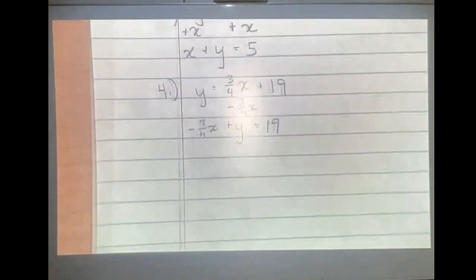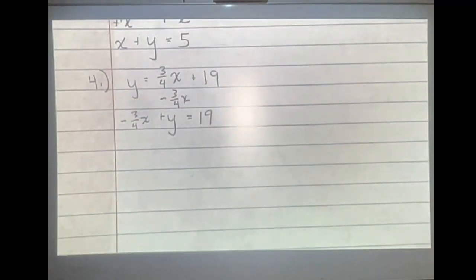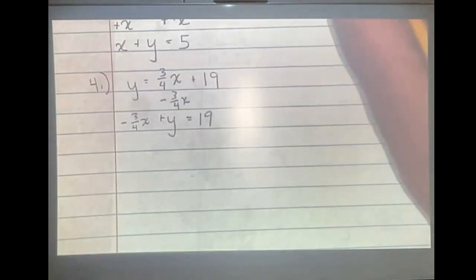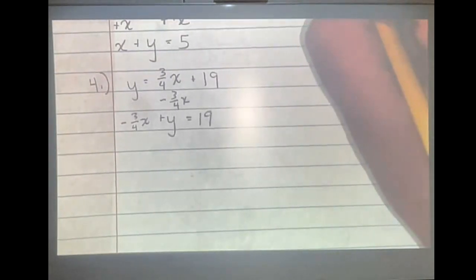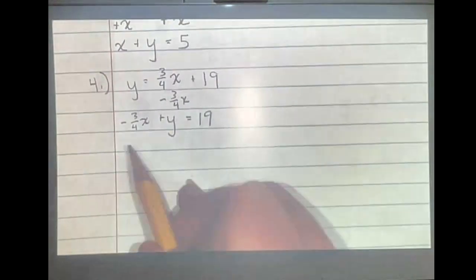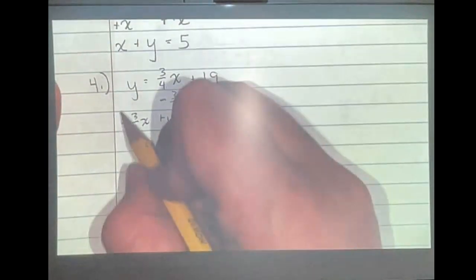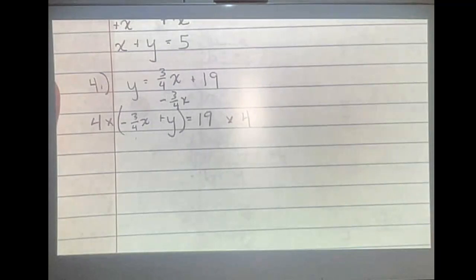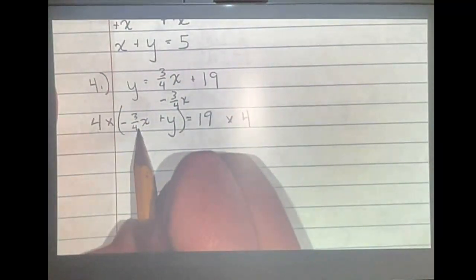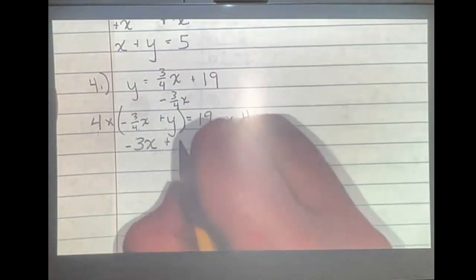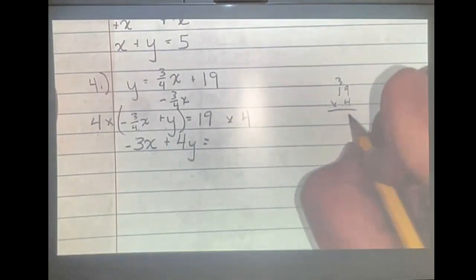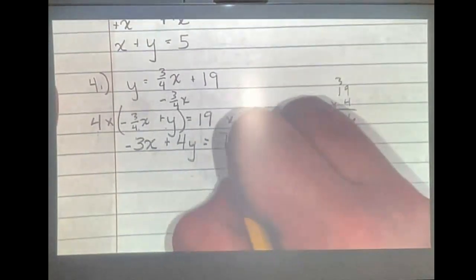In standard form, we are not allowed to have fractions, so I need to get rid of that fraction. So step 2 is get rid of fractions by multiplying by the denominator. So in this case, my denominator is 4, so I'm going to multiply everything here by 4 and multiply on the other side by 4. 4 times negative 3/4 x will be negative 3x. 4 times y is 4y, equals 19 times 4. You can do a calculator or do it really quick off to the side. 76.